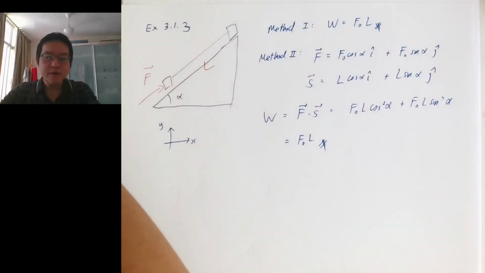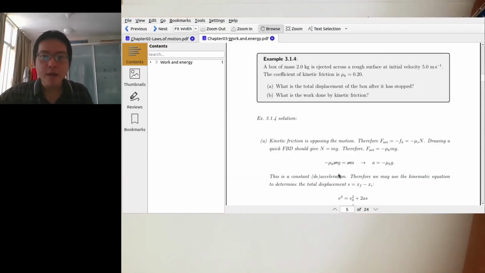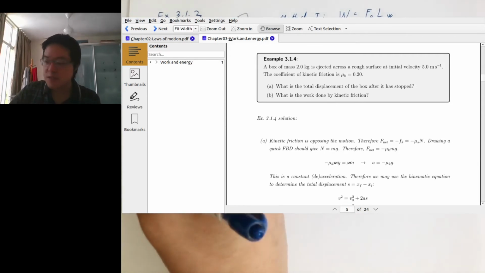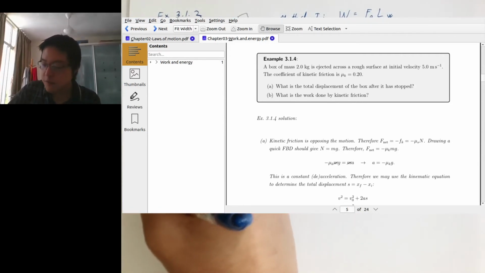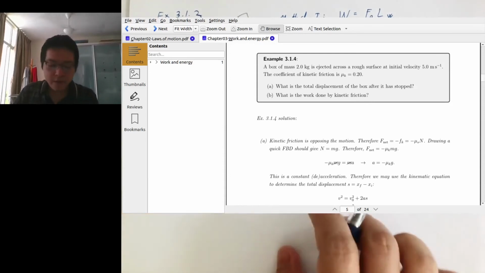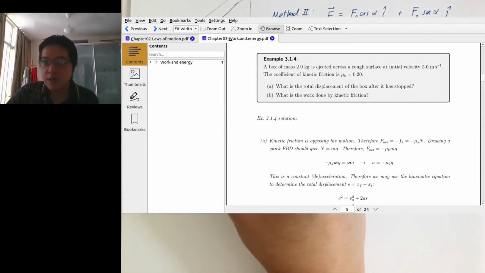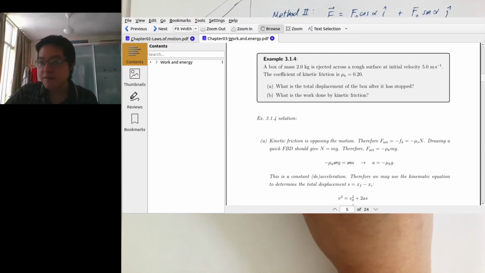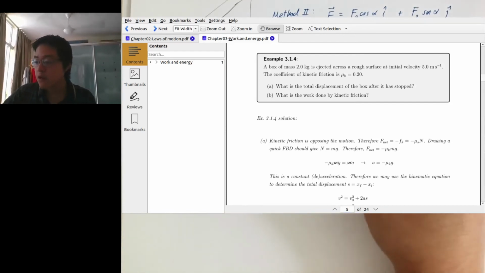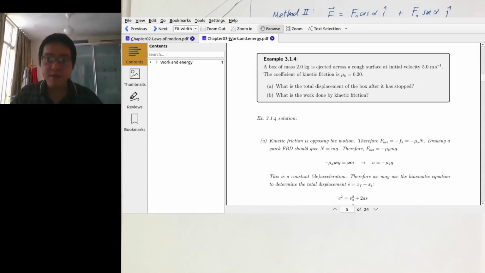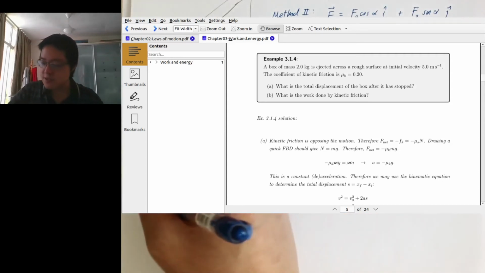Okay, so in this problem, I have a box of mass 2 kg ejected across a rough surface with initial velocity 5 meters per second. So let me write this down, 3.1.4. I have a box of mass 2 kg, so my mass is 2 kg. My initial velocity is 5 meters per second, and the coefficient of kinetic friction is 0.2. So what is the displacement of the box after it has stopped, and what is the work done by kinetic friction? Let's solve this question.